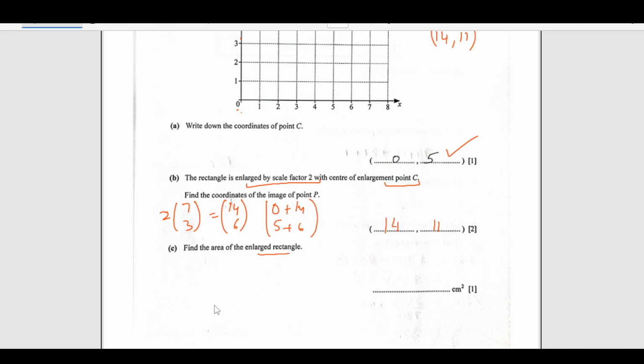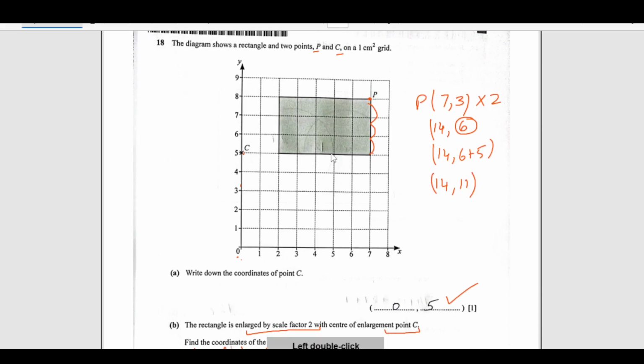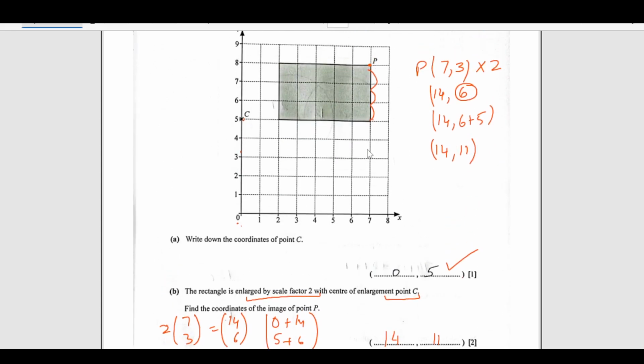Now, the area of the enlarged rectangle. So now this rectangle, how many units do we have here? 5 times 2, it is going to become 10, and 10 times 6 it is going to become 60. So this 5, you understand what I am saying, this 5 will be times 2, right, and this 3 will be times 2, 6. So 10 times 6.